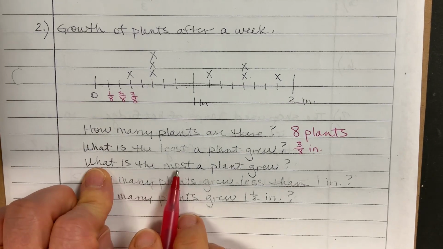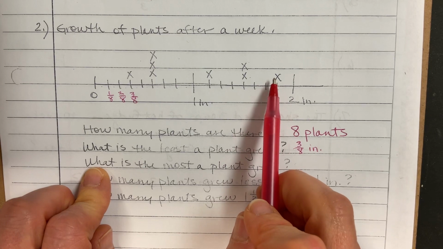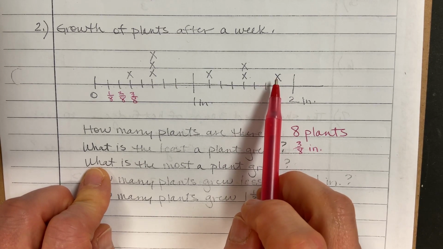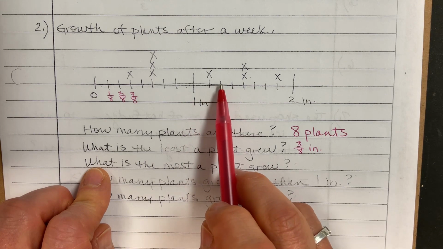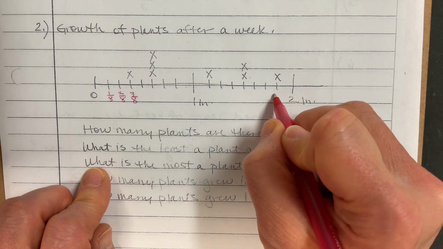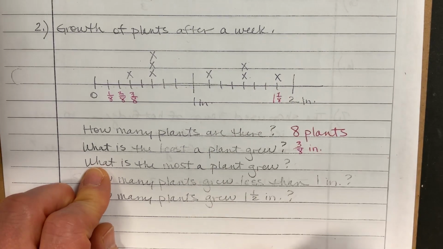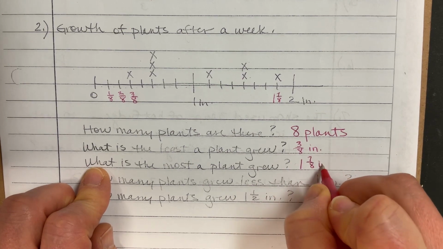Okay, what is the most a plant grew? Well, the tallest plant would be down here. Again, if these are in eighths, this is 1 whole and 1/8, 2, 3, 4, 5, 6, 7/8 is right here. 1 7/8. Okay, so that's my tallest plant.